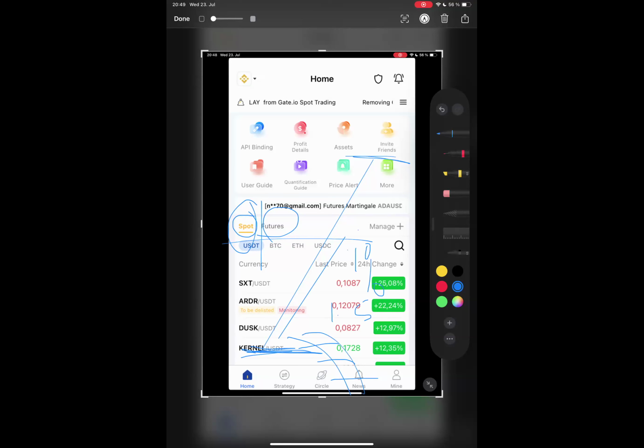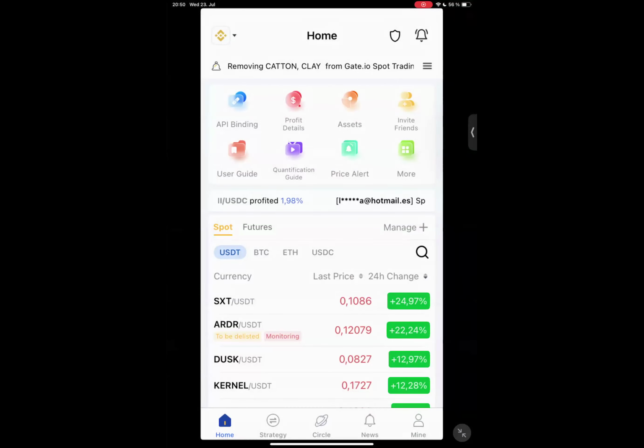If the coin drops, the robot will buy at different times. But once the coin rises up again, it will sell the ones that it has bought. Then it will come out of the trade, or continue the trade if you're on a cycle mode. Is that clear? Before I continue, please, is that clear?